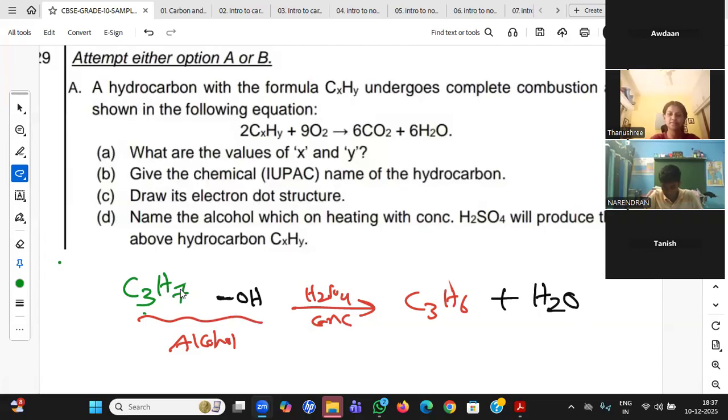So H2O means one H from here, OH from here, H2O is lost, but remaining everything should come from this. Okay, what is this compound? Three carbons, prop, single bond only, so N, and it's an alcohol group. OH is there, propanol. Okay, students.